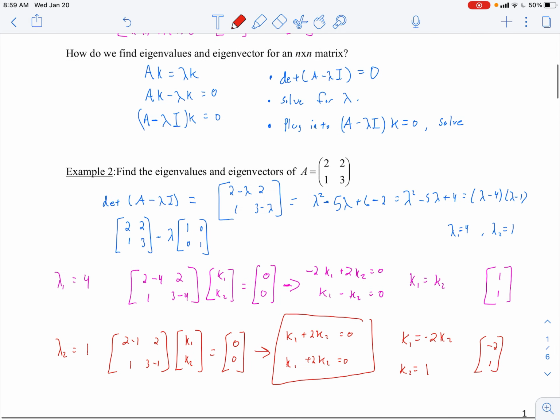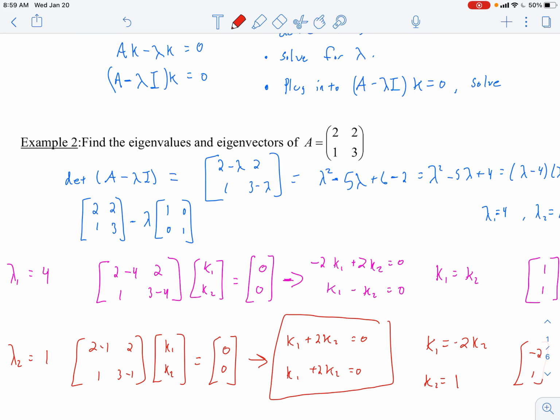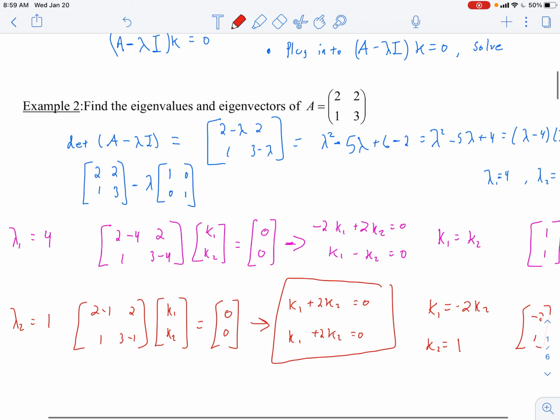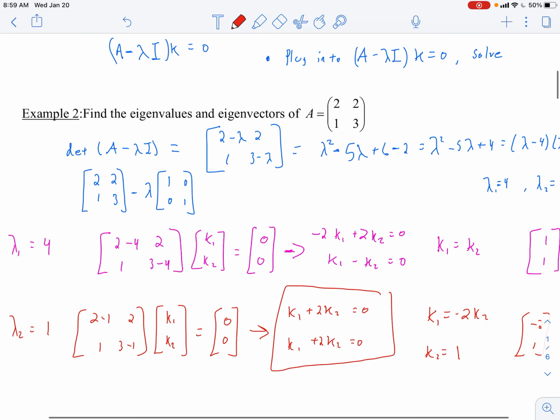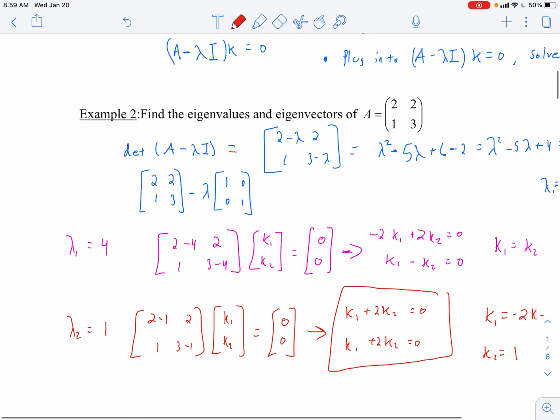We're going to find the eigenvalues and eigenvectors of matrix A, which is 2, 2, 1, 3. All right, so we have the determinant of A minus lambda I. That's the first step. We're going to find the determinant of our matrix minus our eigenvalues times the identity matrix. Now again, this lambda I is just lambda, 0, 0, lambda, because it's the identity matrix.